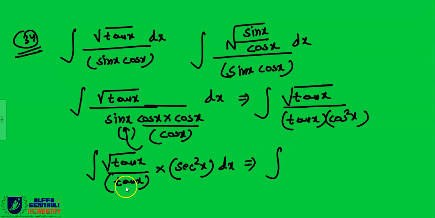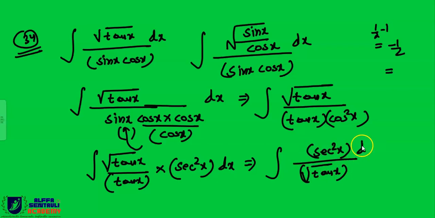Now what can you do, beta? This tan x and this root tan x, so you can write this term in a combined form. How can you write? To the power of -1. Correct. So this will be what, beta? 1 by 2 minus 1. So 1 by 2 minus 1 is what, beta? Minus 1 by 2. So if we bring it down, this will become under root tan x, and this will be multiplied with sec square x dx, correct?